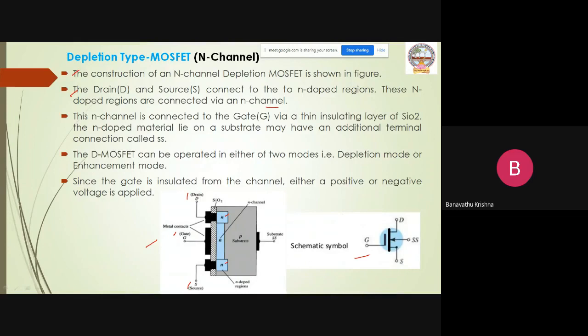In between this diffusion region and the drain terminal, there are metal contacts. This metal layer makes the connection between the diffusion region and the drain terminal. Similarly, a metal contact is needed to connect the diffusion region to the source terminal. And similarly, this is the gate terminal.